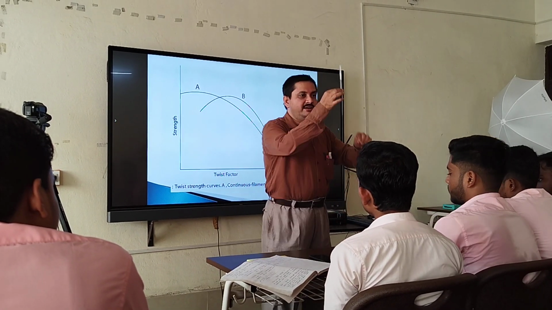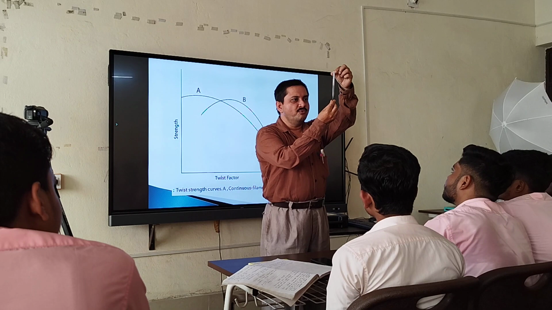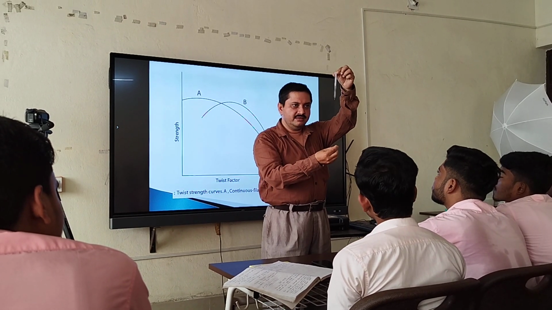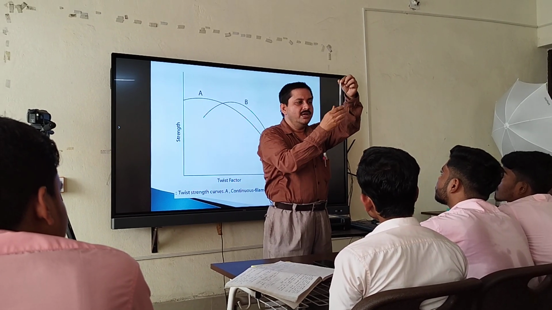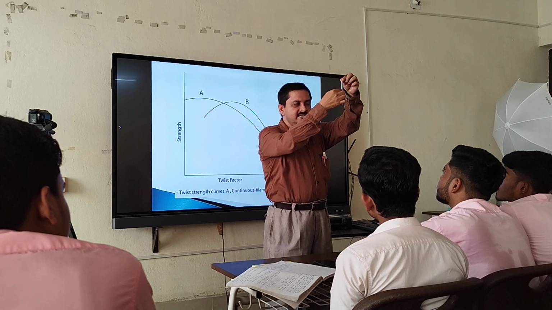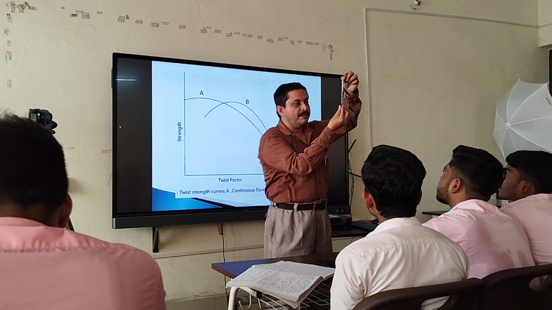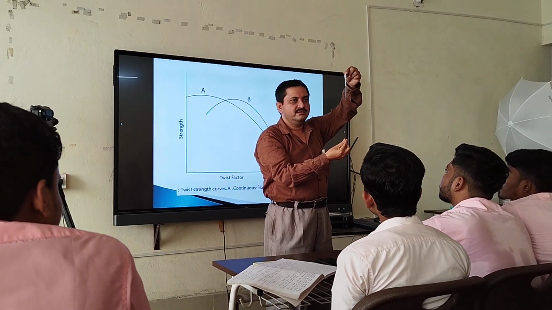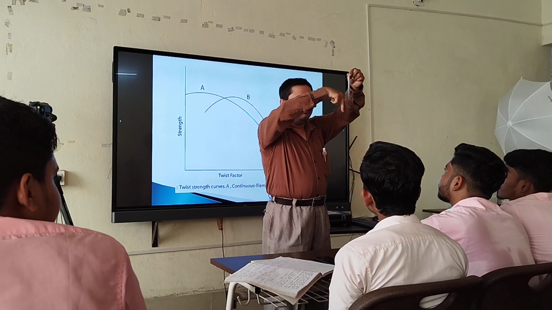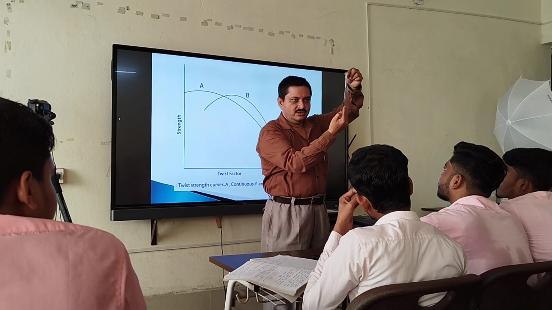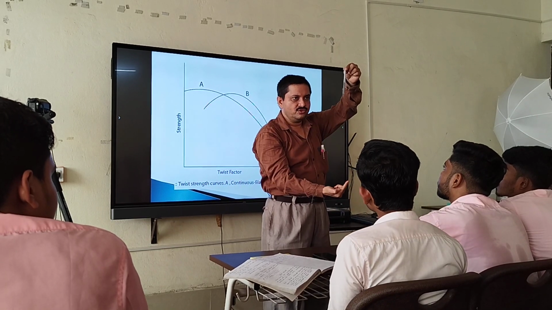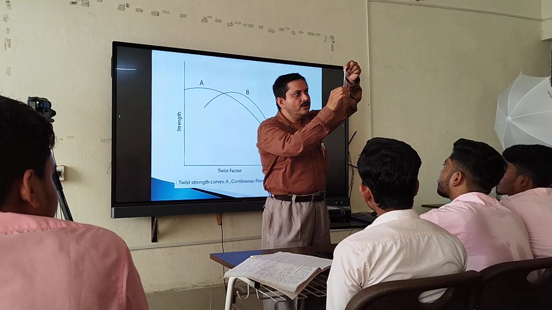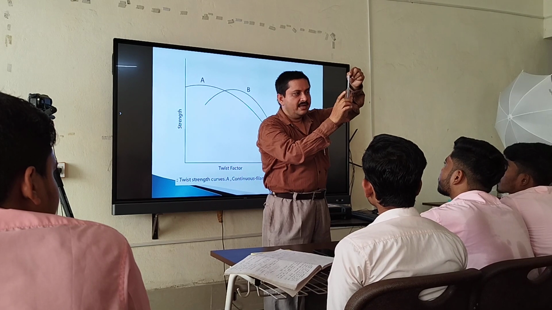Suppose it is your yarn, we apply the load here or here, whatever it may be. As this is the central axis, we are applying the load along the central axis of the yarn. I am assuming it is T force, a tension force, applied to break it.